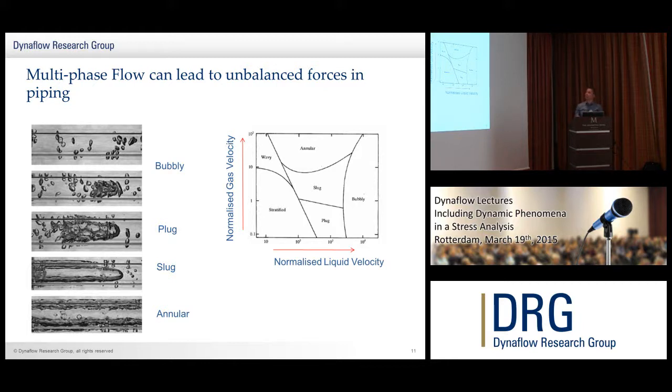And what type of multi-phase flow regime? This is a typical graph on the right-hand side, which, based on the normalized liquid velocity and normalized gas velocity, will give you an idea of which flow regime you can expect in your multi-phase system. By normalized liquid, what I refer to is basically you have the liquid fraction, you divide that by the cross-section area.